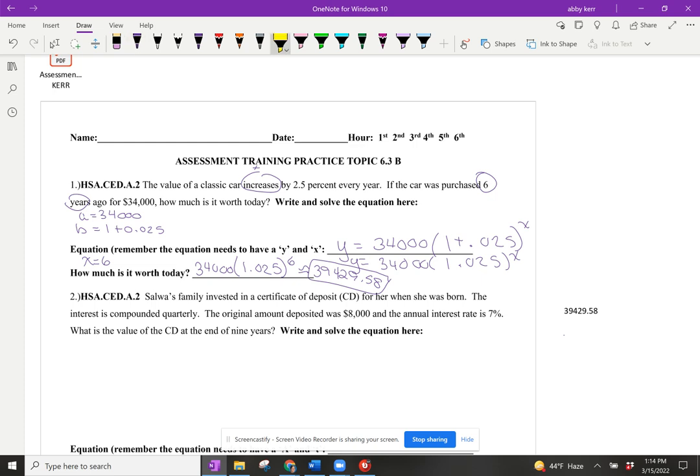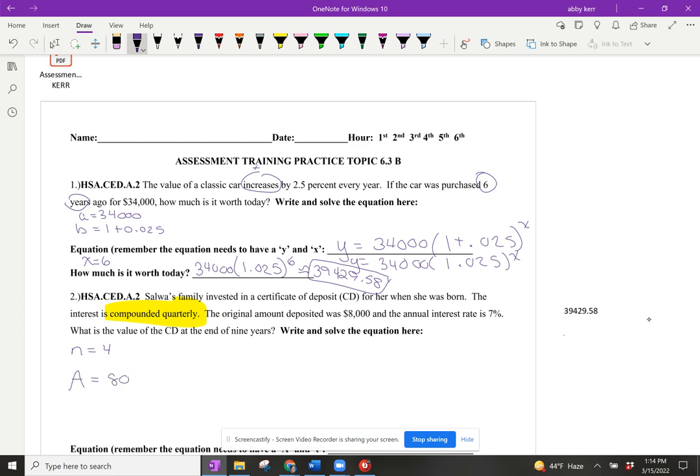Which, think about it, it starts at 34,000 and it's increasing, so we should have a bigger number, like we do. So for number 2, we're doing an investment. We see compounded quarterly. So that means our n is going to be 4. We have to use this fancy equation.